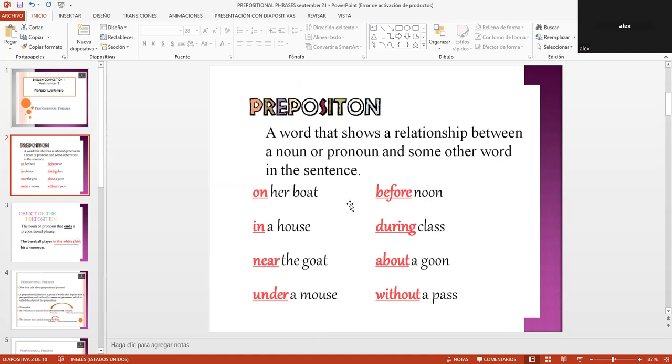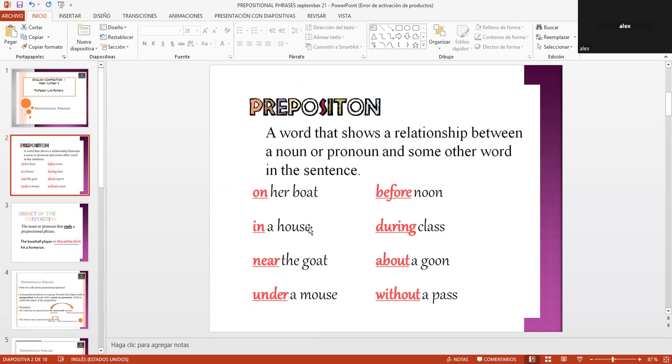Yes, sir. Good. So here you have some examples. This first one, on her boat. So you must have two main and important elements for the prepositional phrases. If you have the preposition, like this one, you have on, and also the noun. In this case, the noun is boat. If you have those two elements, then you can say that you have a prepositional phrase without a doubt.